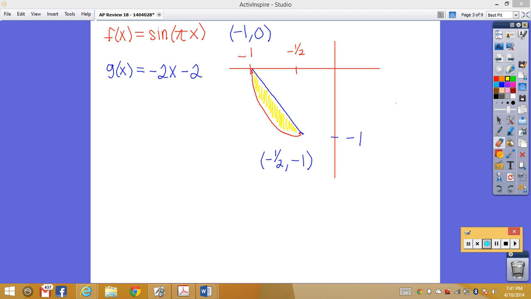Alright, so these are the two functions. Go ahead and quickly sketch a graph. This one is sine of pi x, and g of x is equal to negative 2x minus 2. The intersection up here, this point is at negative 1, 0, and this point is at negative 1 half, comma, negative 1. From now on, I'm going to really exaggerate the picture.